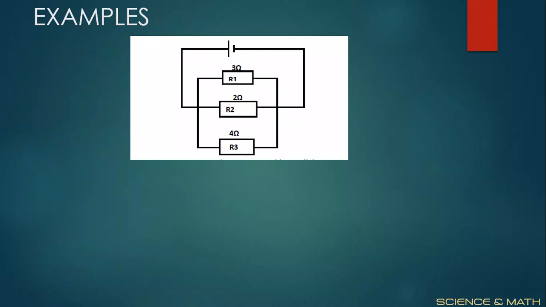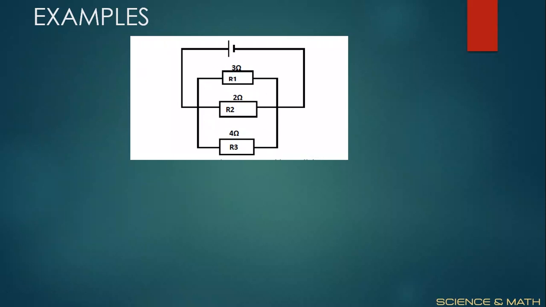Now you might be told, can you calculate the total resistance in this circuit? So here we have R1, R2 and R3. If you take 3 ohms plus 2 ohms plus 4 ohms, it will not give you the total resistance according to this circuit, because that's how you calculate if your circuit is a series circuit or if your resistors are connected in series. But then in parallel, that means you're going to use that formula that we're given.